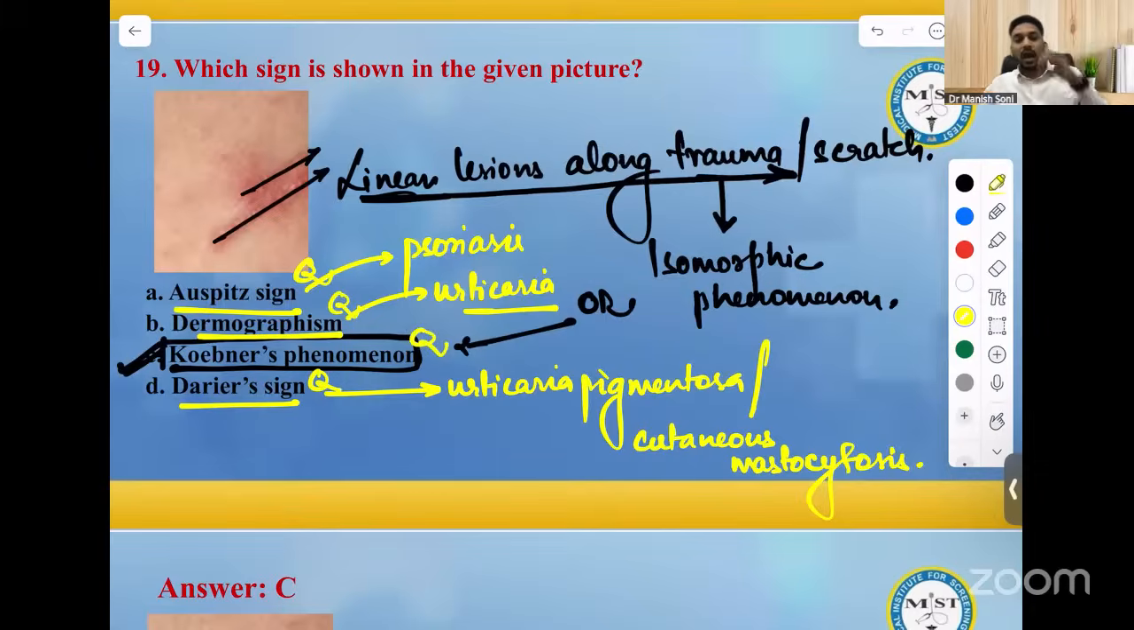Already questions have been asked on each one of them, and that's why I have included them here in this question. So Auspitz sign is an important sign of psoriasis. Dermographism is seen in urticaria. Darier sign is seen in urticaria pigmentosa, which is also known as cutaneous mastocytosis. And Koebner's phenomenon is linear extension of the lesions along the line of trauma. And it is seen in which condition?